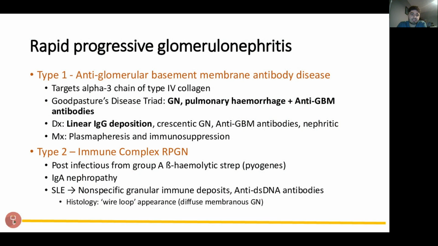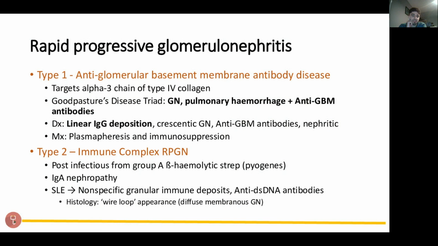Type 1 is anti-GBM, or anti-glomerular basement membrane disease. Remember this triad: glomerulonephritis, pulmonary hemorrhage, anti-GBM antibodies. If you remember those three, that should hopefully help you answer those in SBAs. If you see linear IgG deposits in any kind of biopsy, that will point you towards that. And it's treated with plasmapheresis and immunosuppression.